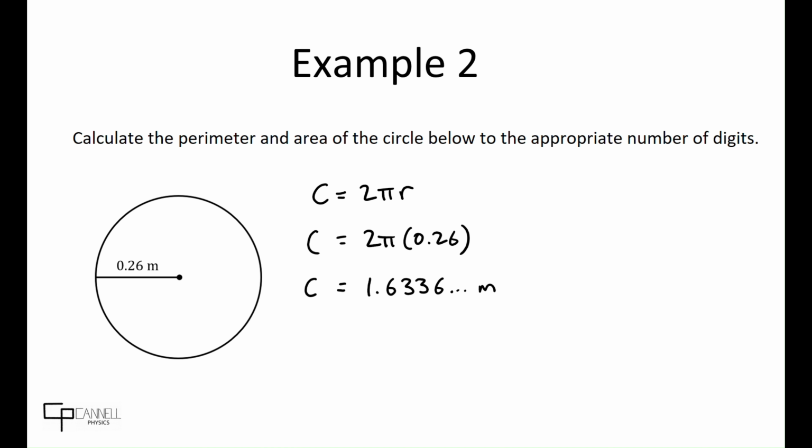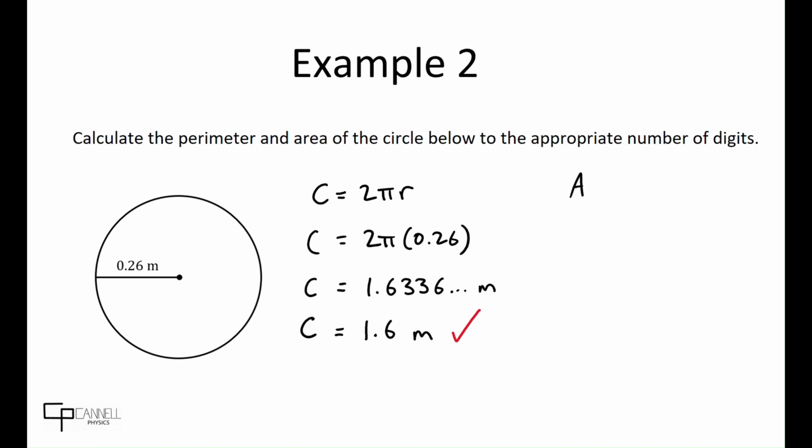And how do we know how many digits to write? Well, since r is the only variable in this formula or the only bit of data that we need, it's going to determine the number of significant figures we write in C. 2 and pi are constants. Constants don't affect the number of significant figures. And yes, we do go by number of significant figures for these cases where there's only one possible variable. And therefore, since r has 2 significant figures, 0.26, we will write 1.6 for our final answer for circumference. And that's that. Now for the area.